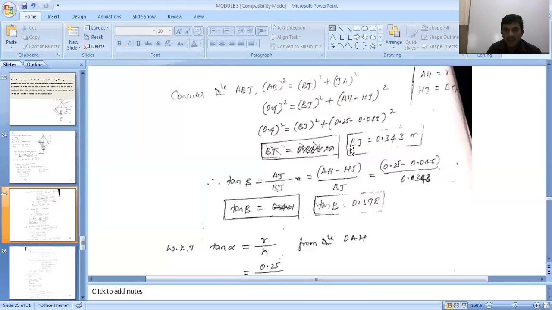Still only 10 minutes time is there. Better you finish within that time only. As you check the BJ value, you'll get the same value, 0.343 meter.